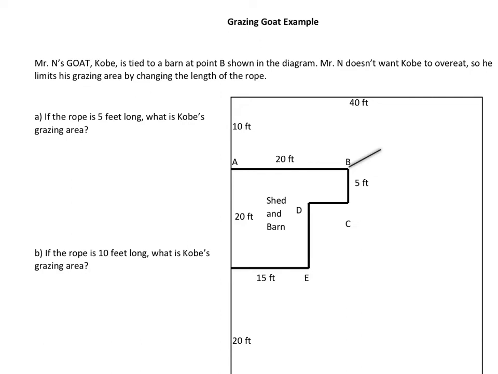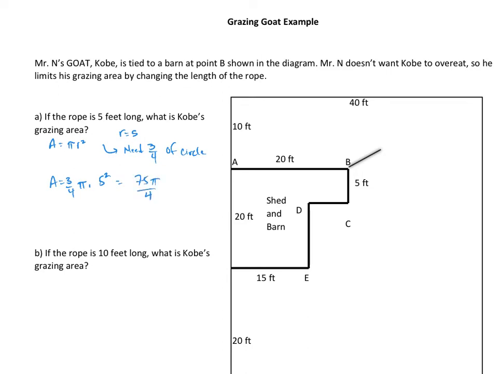So let's write down what we got. We know that we will have a grazing area, and the area is a circle, pi r squared. We know the r is 5, but we only need 3/4 of the circle. So we write this as the area, the grazing area will be 3/4 times pi times 5 squared. So that will give me 75 pi over 4.